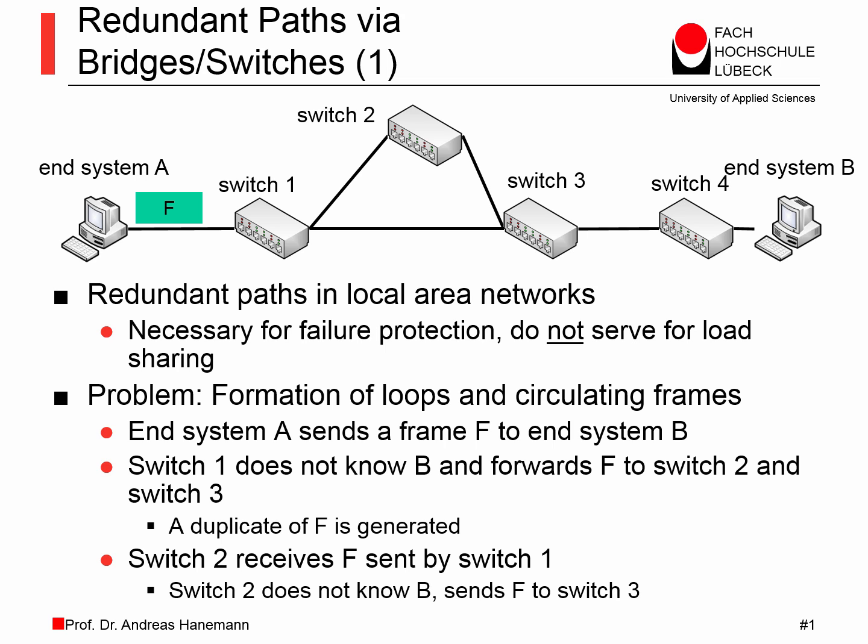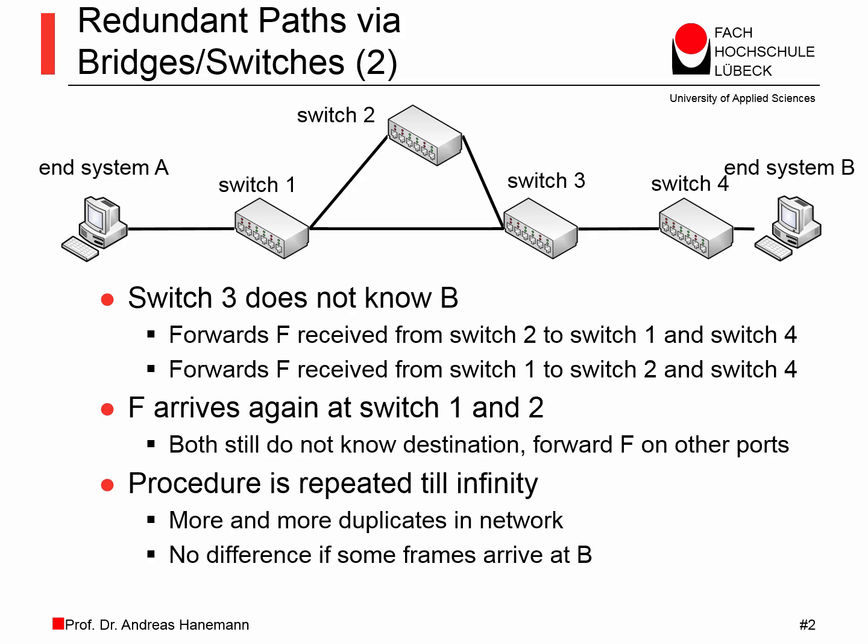It is received by switch 1, which sends it to switch 2 and switch 3 because it does not know B and therefore floods it on all ports. So we have now frame F twice. Switch 2 does not know B either and therefore forwards the frame to switch 3. Switch 3 receives the frame 2 times. It forwards the frame received from switch 2 to the switches 1 and 4. The other frame is forwarded to the switches 2 and 4.